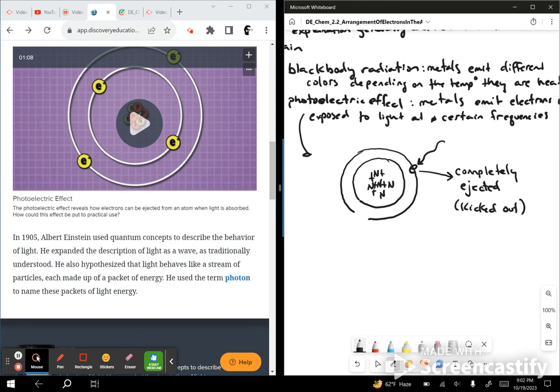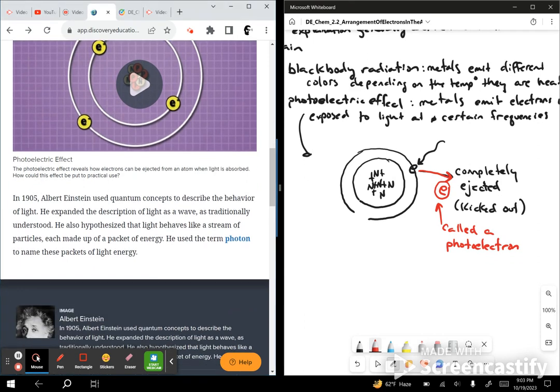Okay, so as this electron gets kicked out, this electron is called a photoelectron. Okay, and watch this video and they'll go and kind of explain that idea a little bit. Okay.